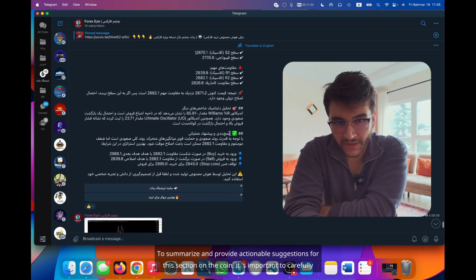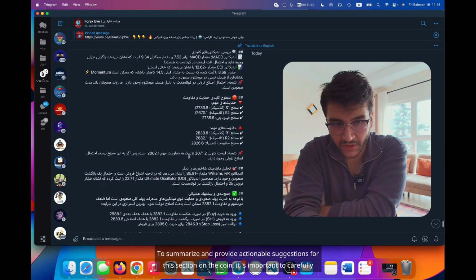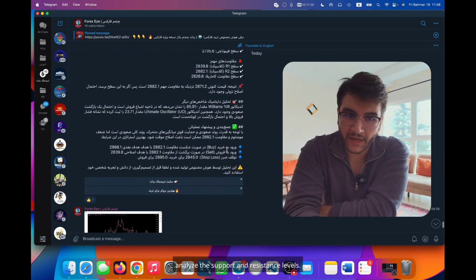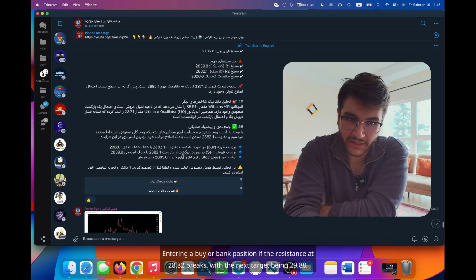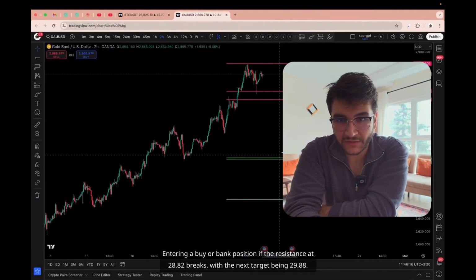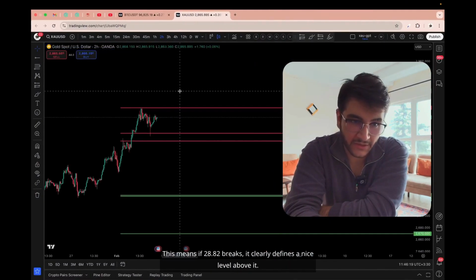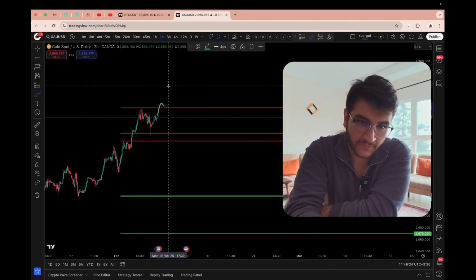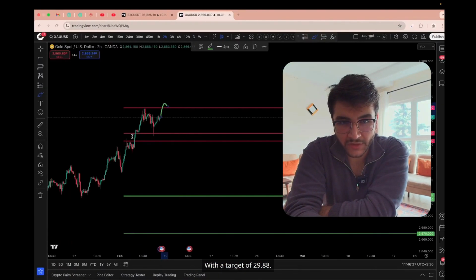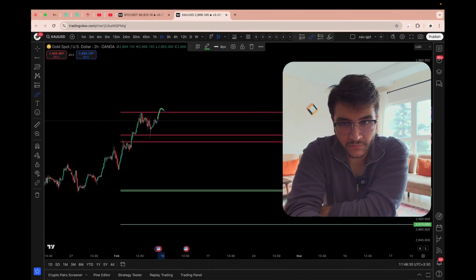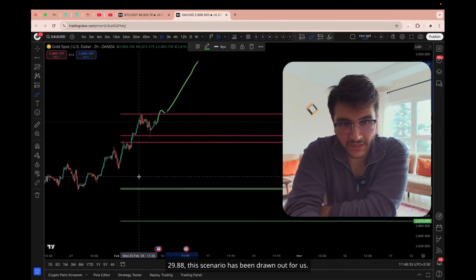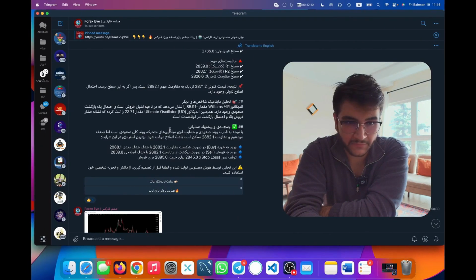To summarize, and provide actionable suggestions for this section on the coin, it's important to carefully analyze the support and resistance levels. Enter a buy position if the resistance at 28.82 breaks, with the next target being 29.88. This means if 28.82 breaks, it clearly defines a nice level above it. Maybe do a pullback with a target of 29.88. That makes sense. This scenario has been drawn out for us.